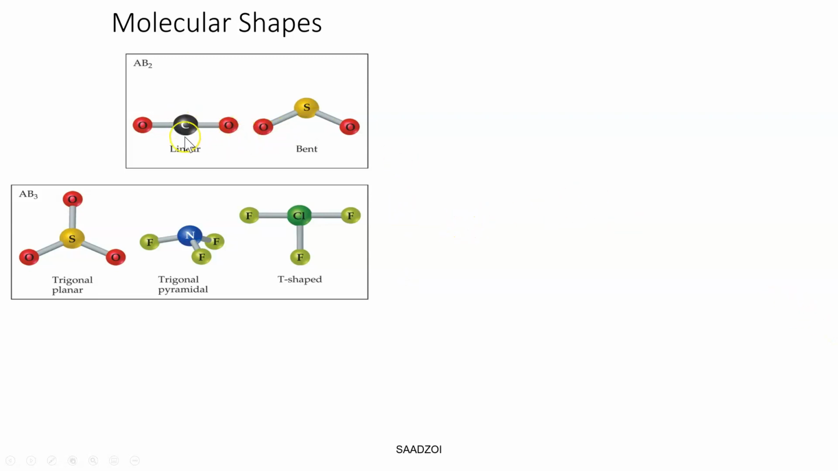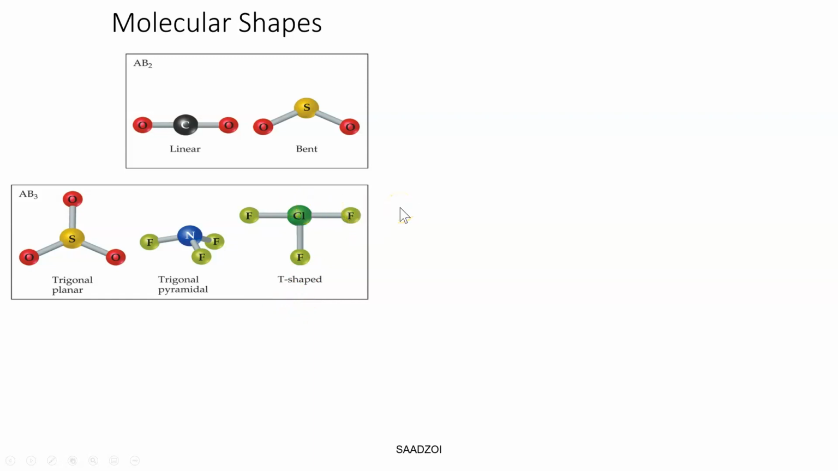We have linear, which looks like a straight line. And you have to visualize these as three-dimensional images, so some of them are a little bit tougher to recognize really quickly. Bent looks like it's actually bent, like you've got a little V shape going. Trigonal planar looks like you have three areas around the middle, separated by 120 degrees each. Trigonal pyramidal looks like a squished down pyramid. And T-shape looks like a T.